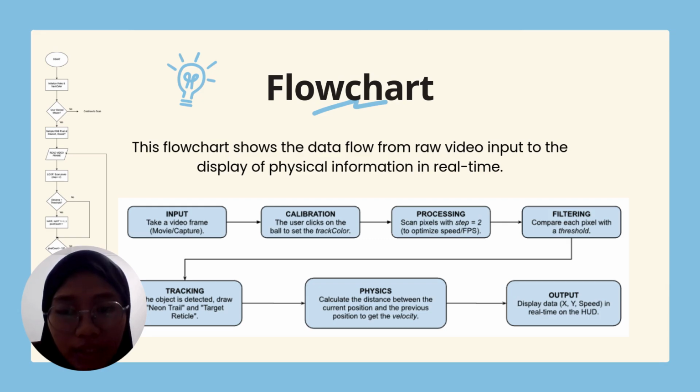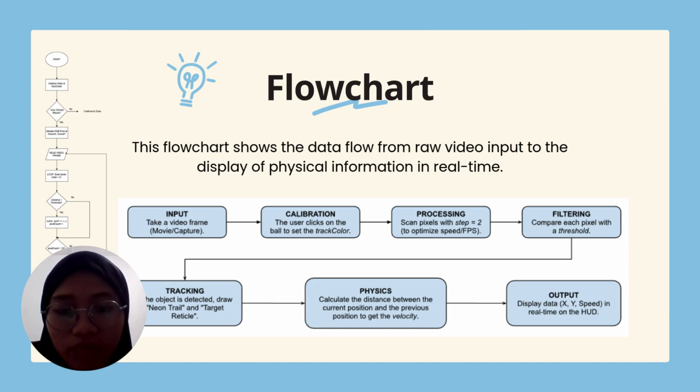So the system will enter the processing phase. To ensure smooth real-time performance, we use the step scanning technique with a value of step equal to 2. It means the system will only scan every second pixel to reduce the CPU load, thus maintaining a high FPS to track the fast ball movement.